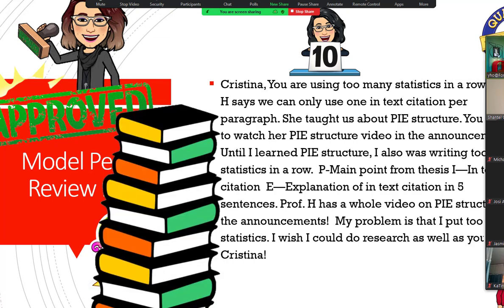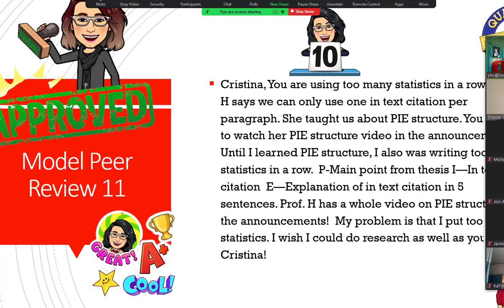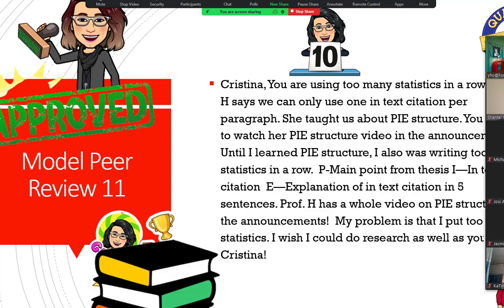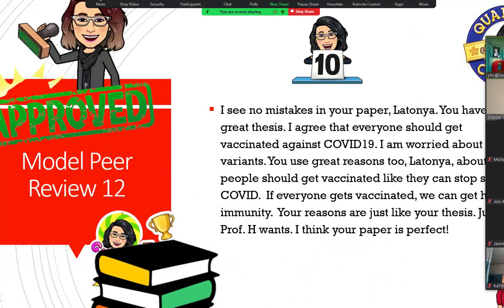P is the main point from the thesis. I is the one in-text citation. And then E is 5 sentences that describe that in-text citation. And so you can use that structure for all of your body paragraphs. So you have too many statistics. You need to transform your body paragraphs into pie structure.